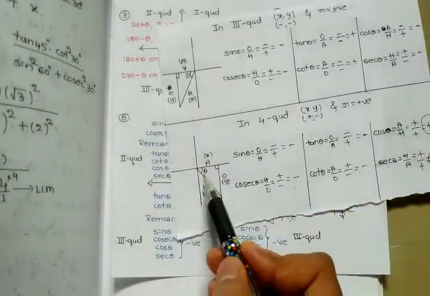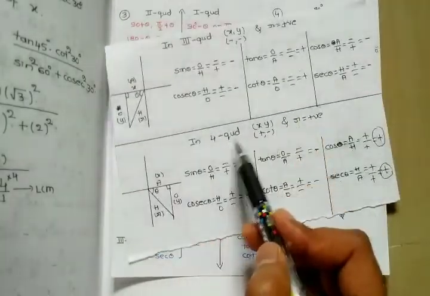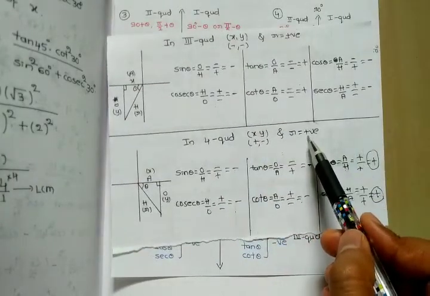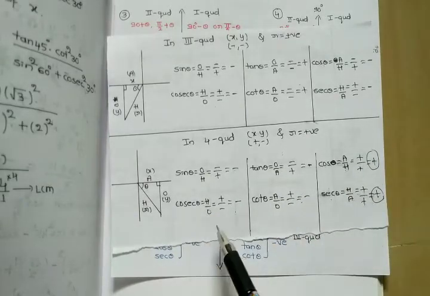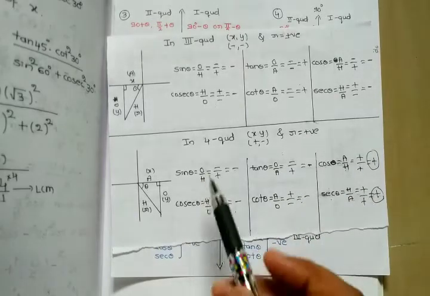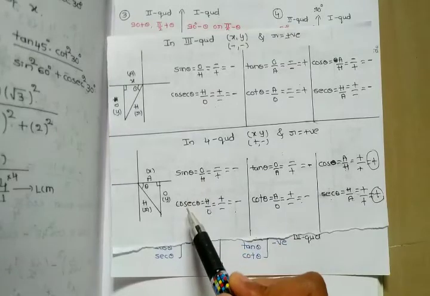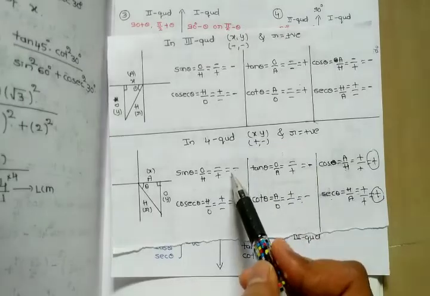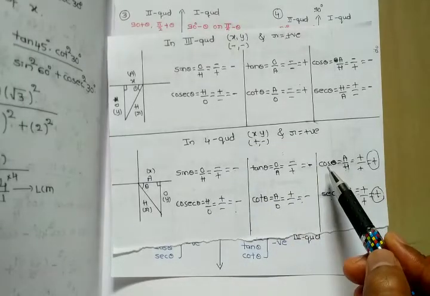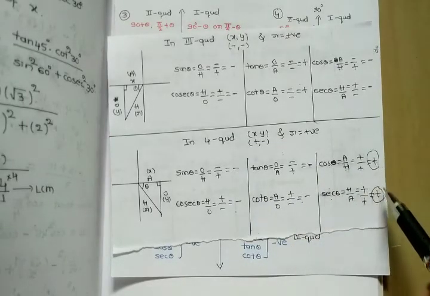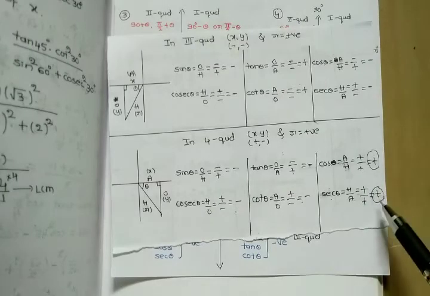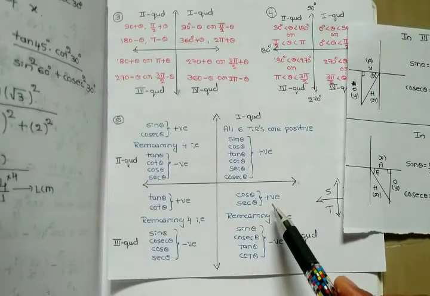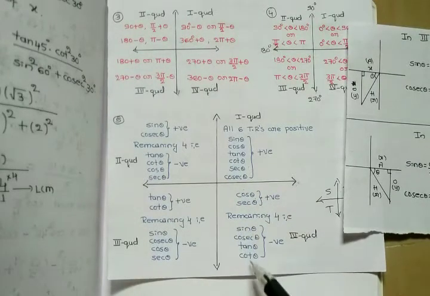Again, if I draw the right angle triangle here in the fourth quadrant, x is positive, y is a negative sign, and radius remains positive. If I apply the trigonometric ratio definitions, you can observe sine theta, cosec theta, tan theta and cot theta, these four I am going to get a negative sign, and only cos theta and sec theta I am going to get positive sign. So because of this reason, in the fourth quadrant, cos and sec theta are positive, remaining four are negative sign.